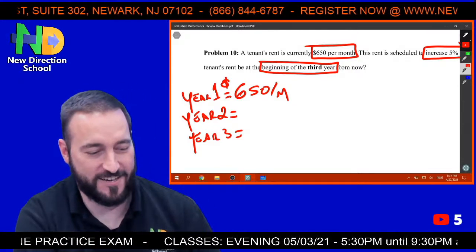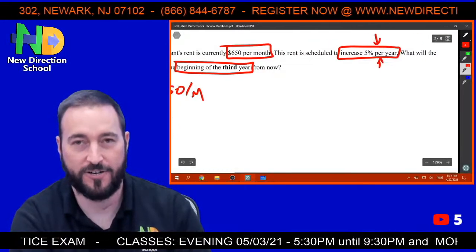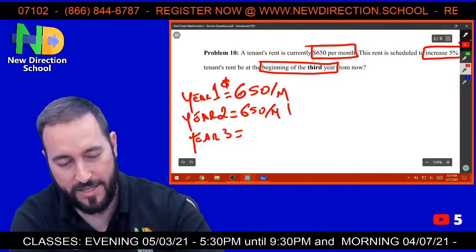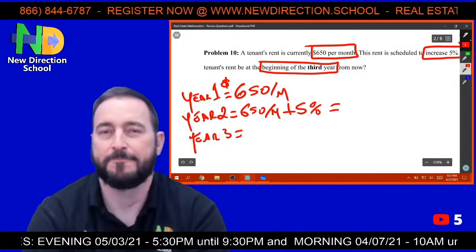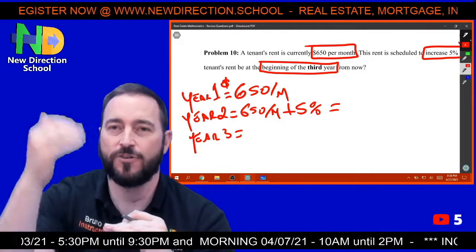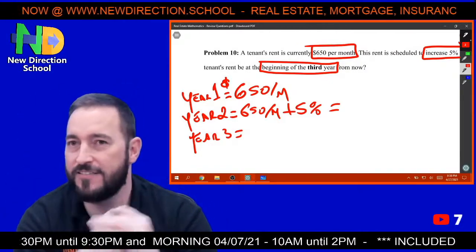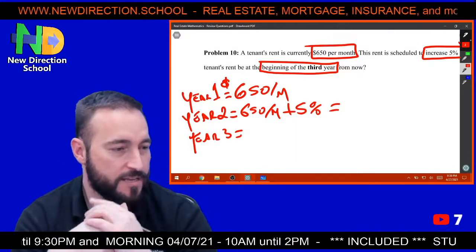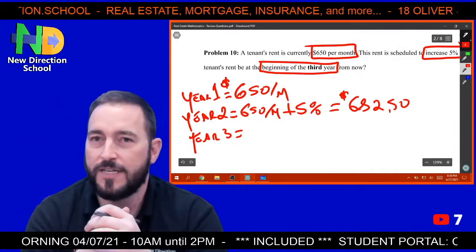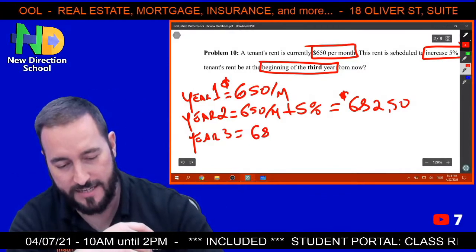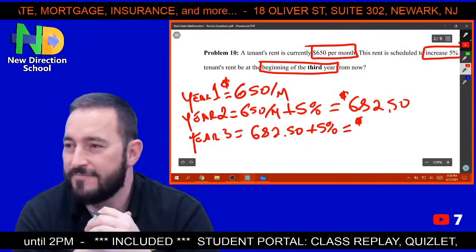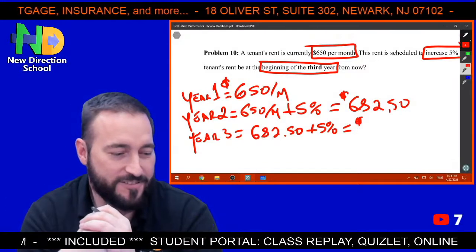All right. So it goes up 5% per year. That means that year number 2 is 650 plus 5%. How much is that? This you can do in your calculator as easy as that. No need for anything else. If it's an increase, you just put on your calculator plus 5%. If it's a decrease, you just put on your calculator minus 5%. All right, so this is 682.50. That's year number 2. Year number 3, it's 682.50 plus 5%. Do it again, 682.50 plus 5%.